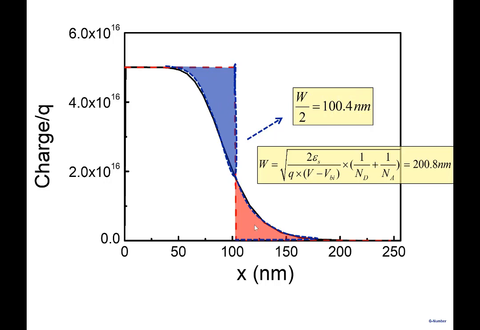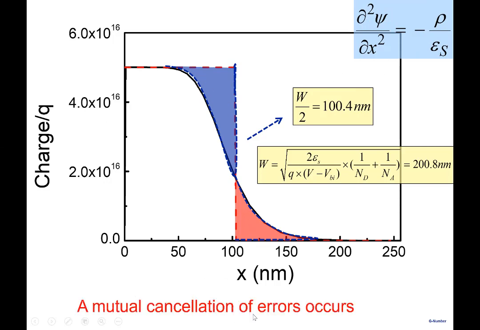And all the results that you obtain from Poisson's equation, you obtain by what? By integrating the Poisson's equation. So you overestimate charge here, and you underestimate charge here, and what happens? The two errors cancel each other, and you get a very accurate result. There's a mutual cancellation of errors here, and a mutual cancellation of errors here, and you get a very good result. 4% error here.